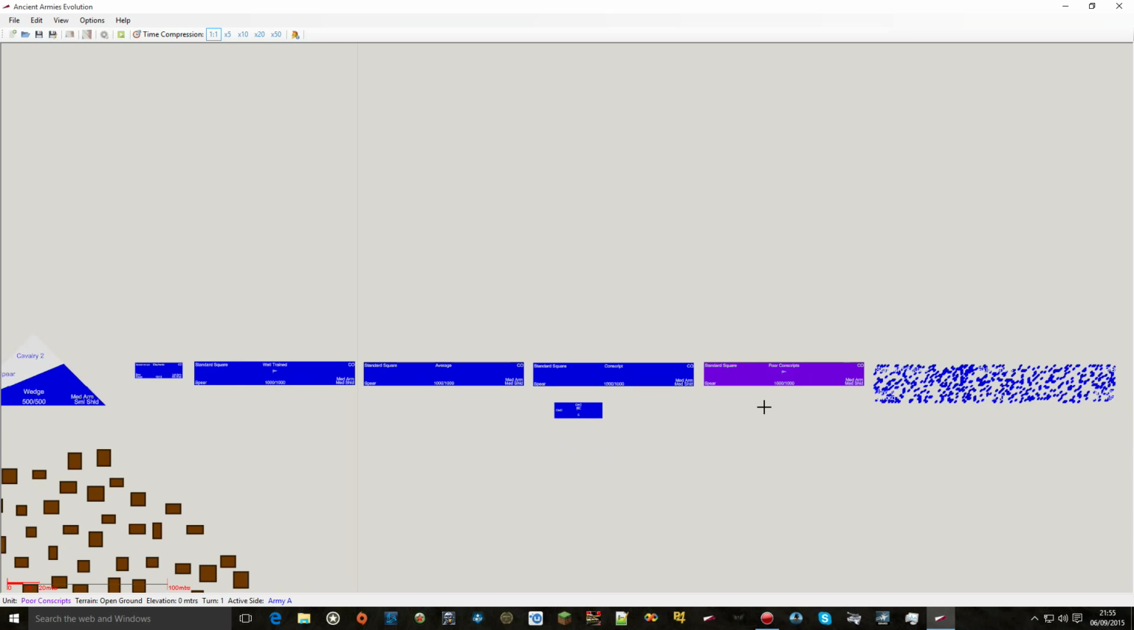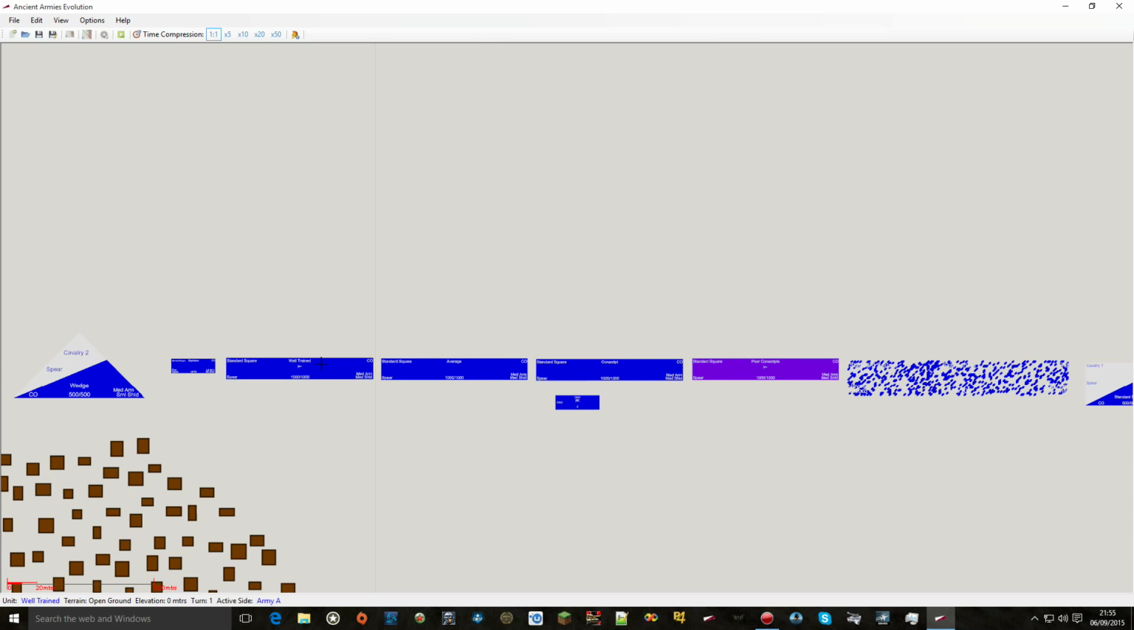So what I'm going to do now, I'm going to get these 4 units here to move forward, standard move, and we'll see how they get on. So there we go.